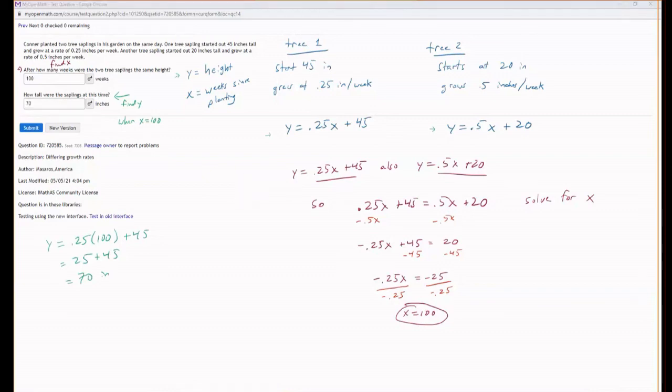Just for comparison, if you had plugged 100 into the other equation, the second one, 0.5 times 100 plus 20, 0.5 times 100 is 50, right? And you can see you get the same thing, okay? But we know we get the same thing. That was the whole point, right? We solve for when they are the same height.